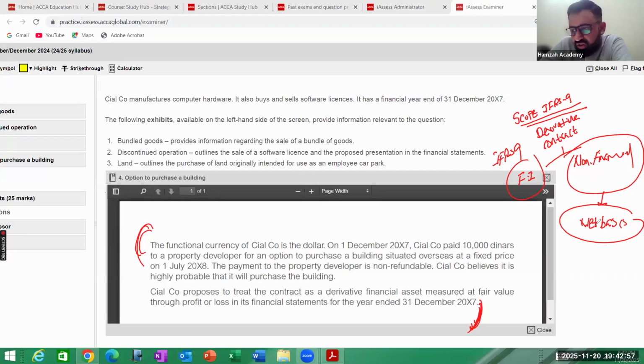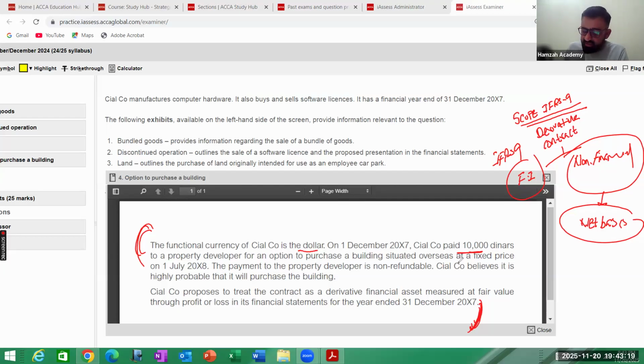They are treated as per the normal purchase of commodity. If we are purchasing a non-current asset, it could be IAS 16. If we are purchasing a commodity like wheat, coffee beans, it could be inventory. Okay. And IAS 21 is involved here because the company's functional currency is dollar and they did the transaction in dinar.